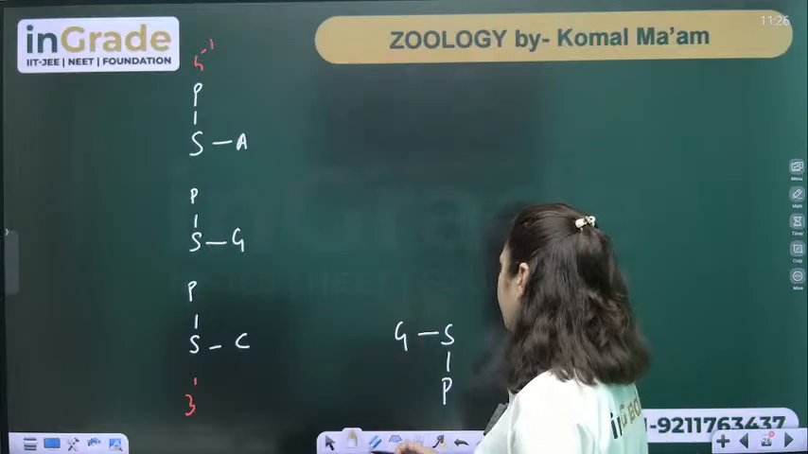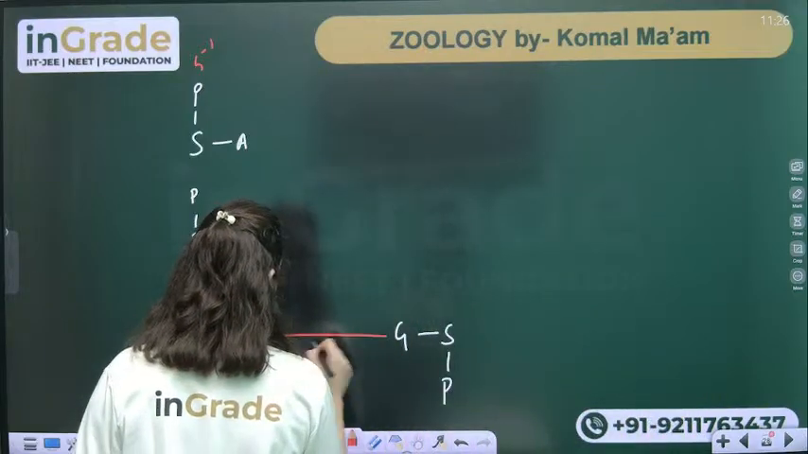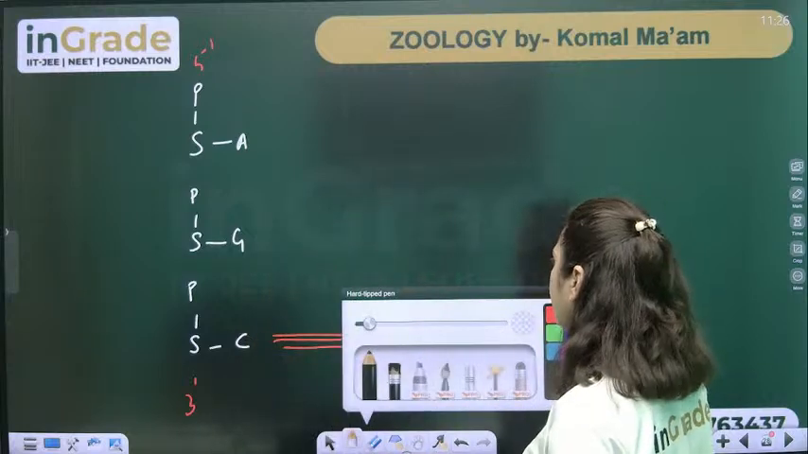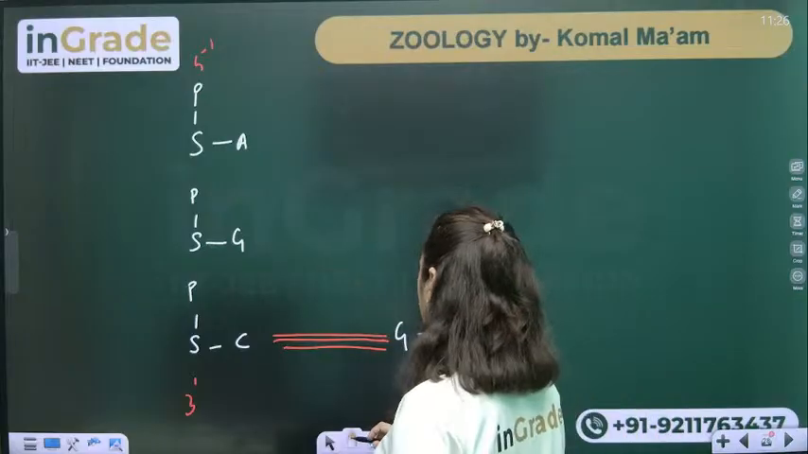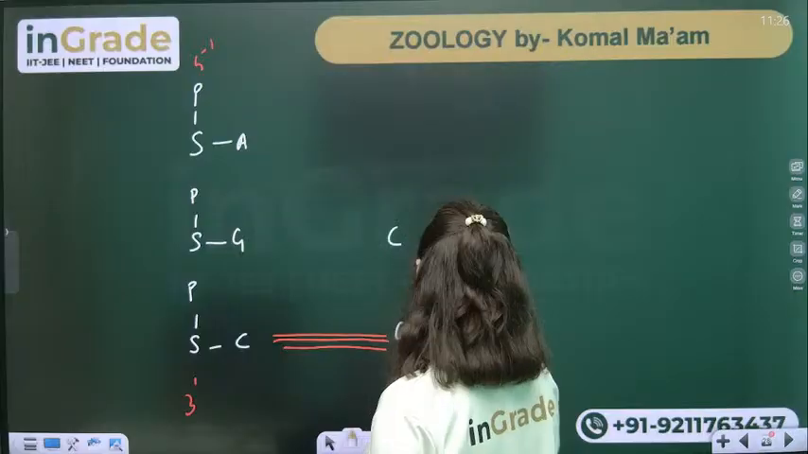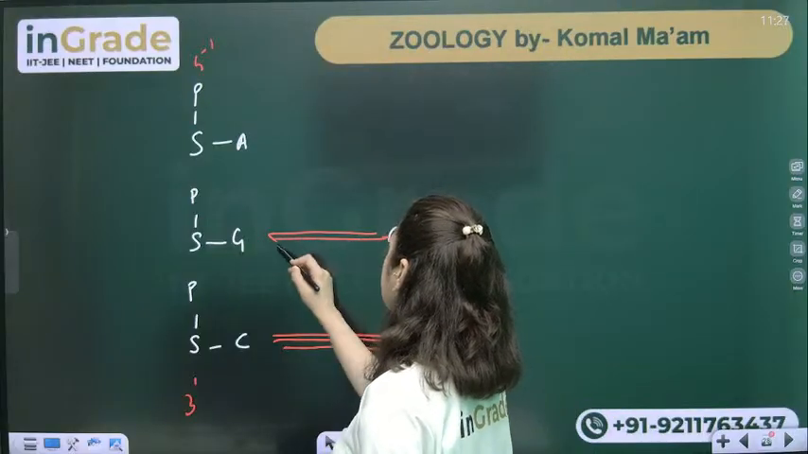Okay, and we have triple bonds in between them. Then again we have complementary sugar. If we have guanine, we have cytosine always in front of this, and we have triple bonds in between them.